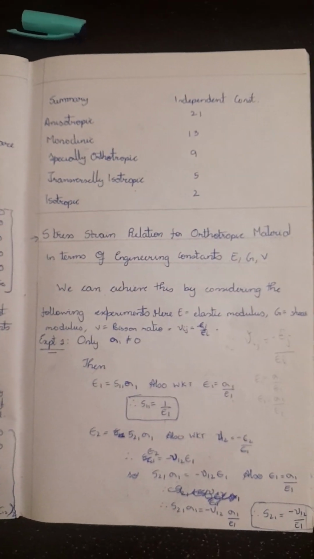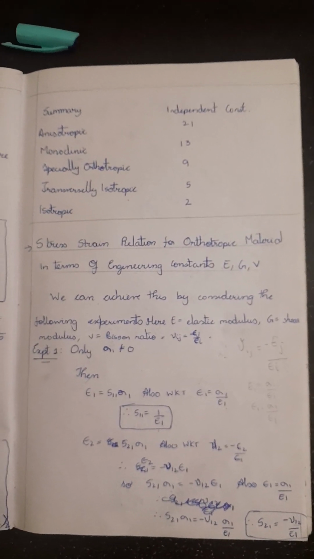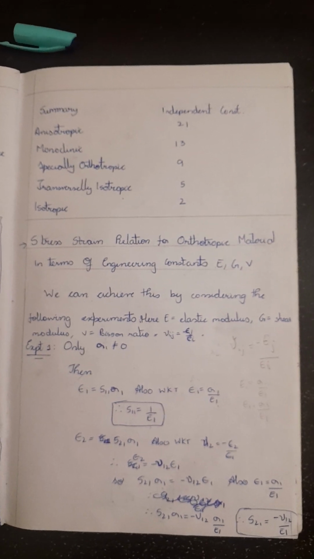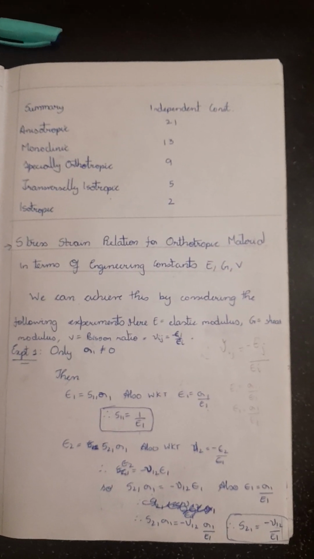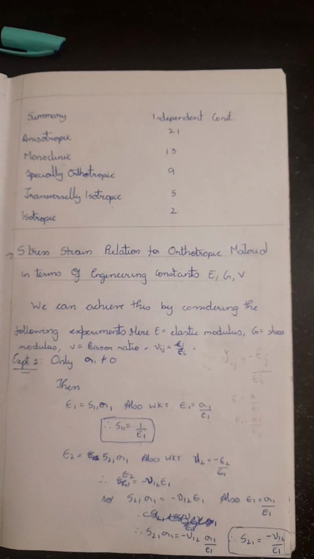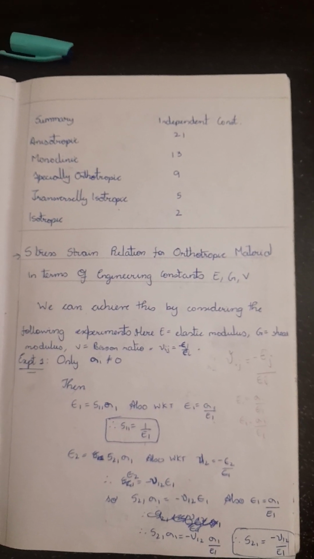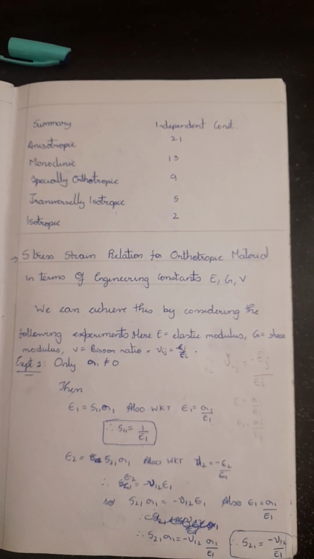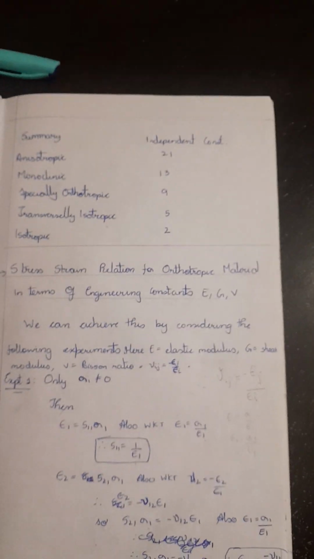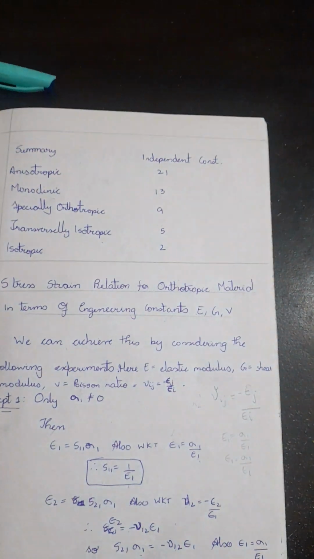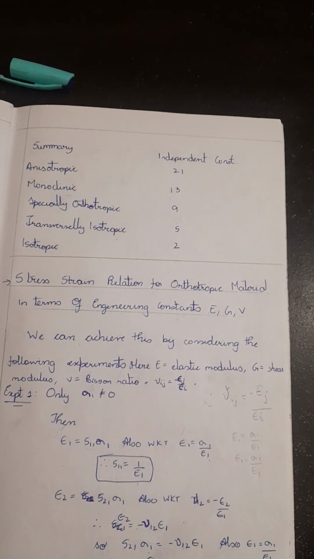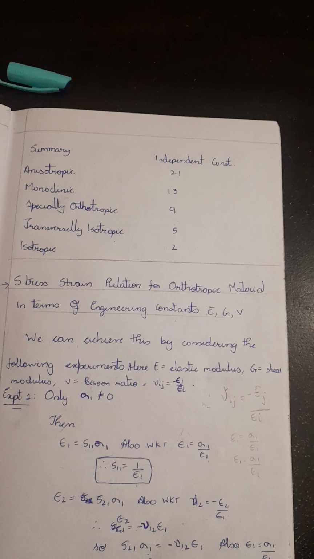Hey guys, in the previous videos we've seen how we could reduce from 81 constants to 36 constants, and later on, based upon the material properties I showed in the second part of the video, we could reduce it further to a different number of constants based on the kind of material we use. For example, for isotropic we only needed two independent constants, while for monoclinic we had around 13 constants.